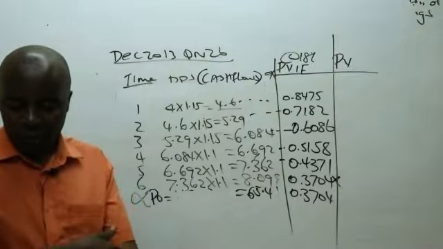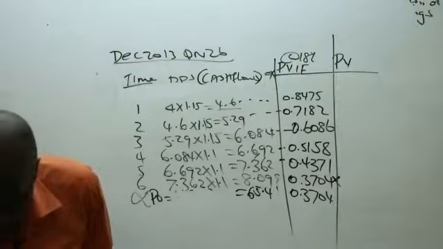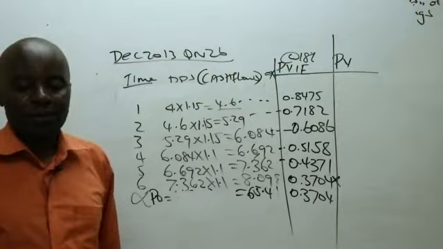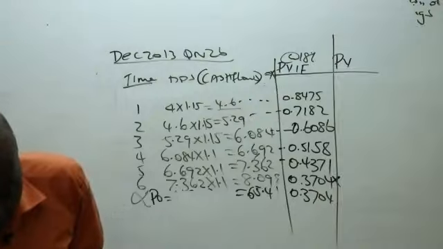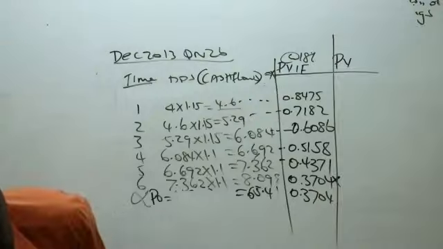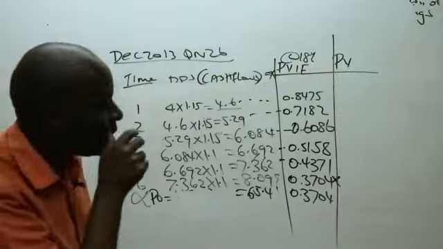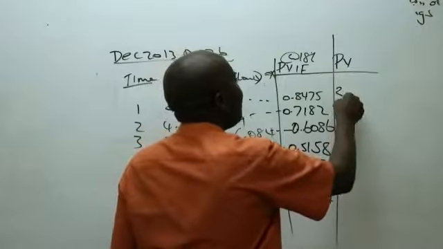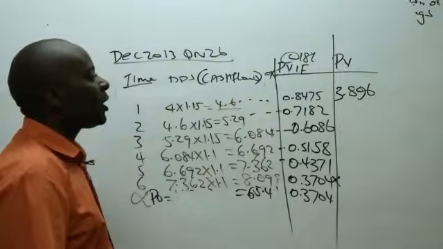Somebody, 2 decimal places or 3 decimal places. 3 decimal places is fine. So the first one will be 3.896. I'm being given 3.896, 3 decimal places, as the first present value.